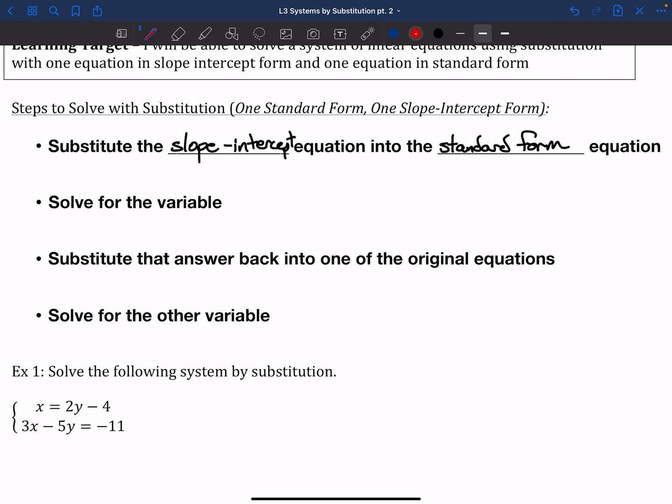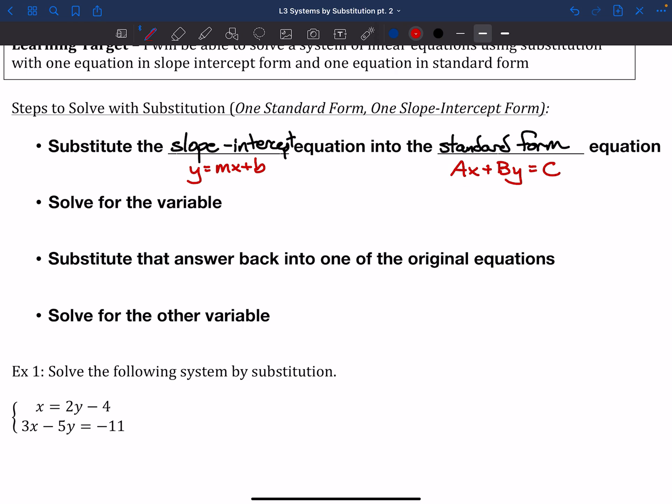If you don't quite remember what those are, hopefully you remember slope-intercept: y equals mx plus b. Standard form is the one we don't use quite as often, but standard form is ax plus by equals c. So you're going to have one that looks like the one on the left, one that looks like the one on the right, and we're going to smush the mx plus b stuff into the other equation. After that, we'll be able to do our normal steps: solve for the variable, substitute that answer back into one of our original equations, and figure out what the second one is.